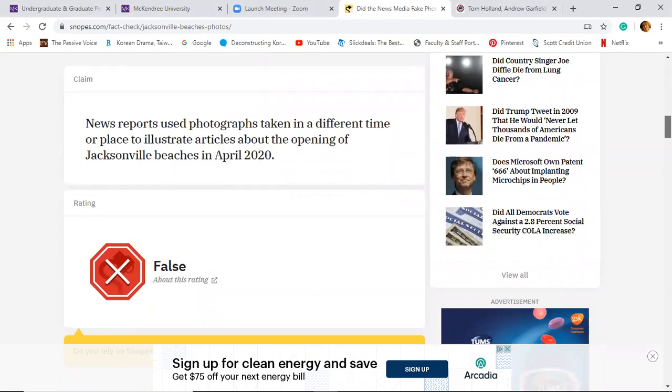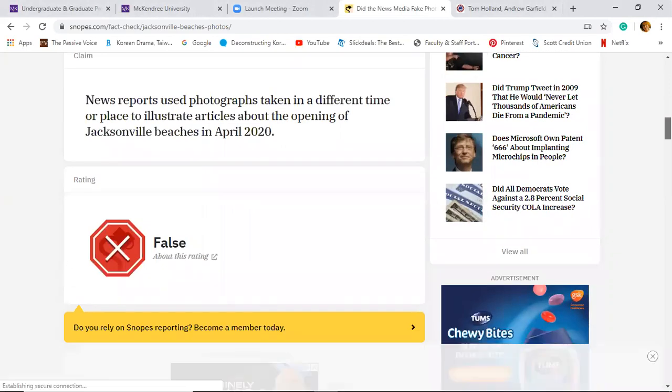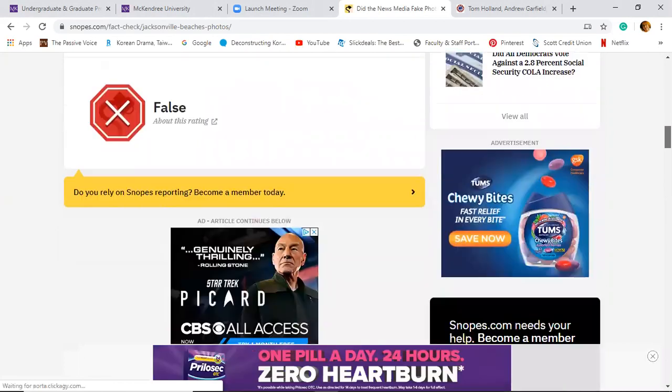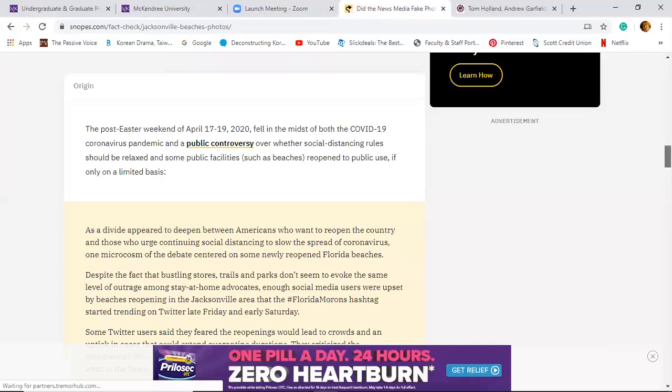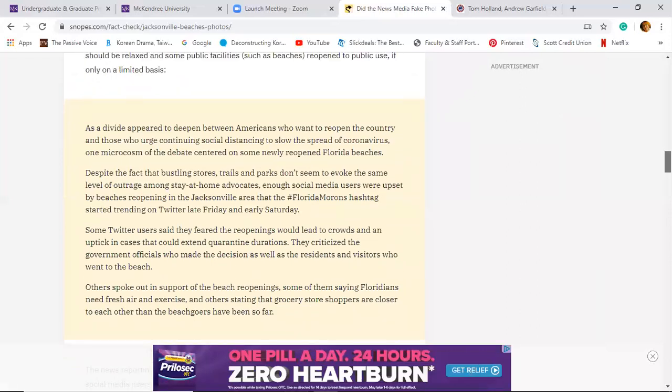Okay. The claim was that the news reports used photographs from different times because they've done that in the past. They've used photographs from a different time period and used them with an article to imply something that wasn't actually happening. Like after 9/11, there were pictures of people in Muslim countries celebrating, which actually weren't taken right after 9/11, or had been taken at other times. Okay.